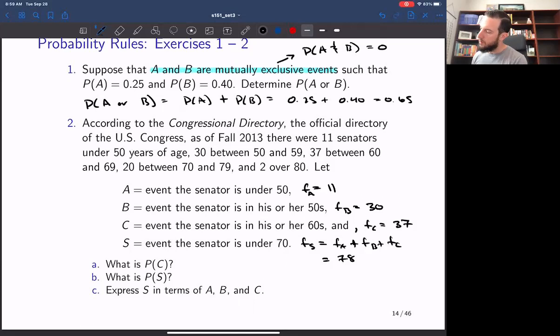Okay, so now we're being asked a few different questions. The first one is, what is the probability of C? I think I can just fit this. I'll just do it on the next slide. So we want the probability of C, which is the probability of the event the senator is in his or her 60s. So this is just going to be F of C over capital N.